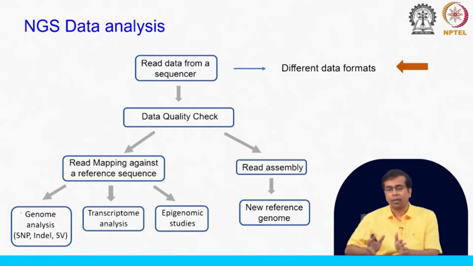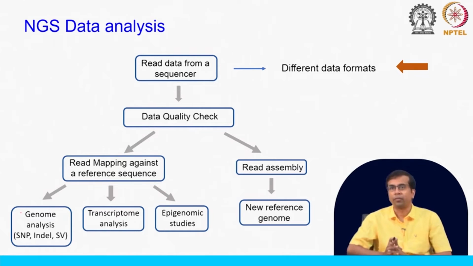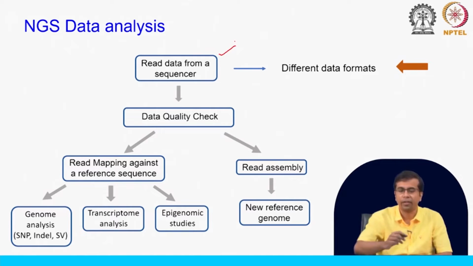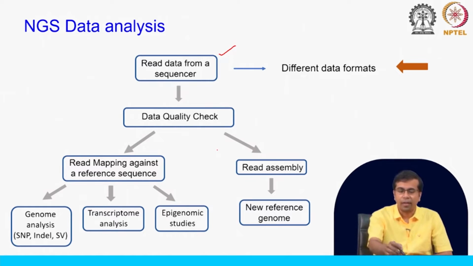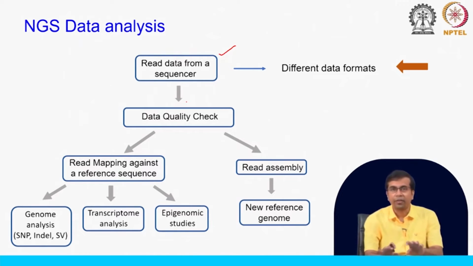So, to give you an overview of the full process, here is what you have done. Up to this point, hopefully you have decided on the sequencer, the platform, the read length that you want to use for your experiment, and you get the read data from the sequencer. These data can come in different formats depending on the platform that you have chosen. Now, once you have this, the first step will be the data quality check, and this is something we have briefly mentioned. Then there will be different sorts of problems.